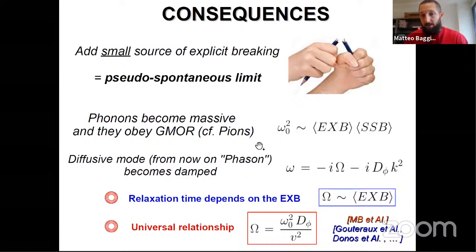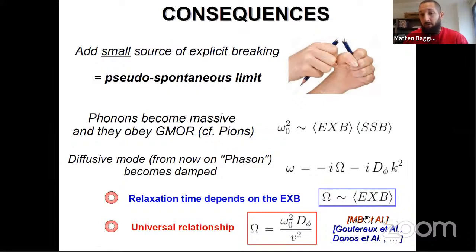And it will be clear in a while why. The phason, instead of getting a mass, becomes damped. So you have this additional Goldstone mode, which is diffusive, which when you break the symmetry explicitly becomes damped with a damping, which is called capital omega. Now, curiously, this capital omega depends linearly on the explicit breaking.